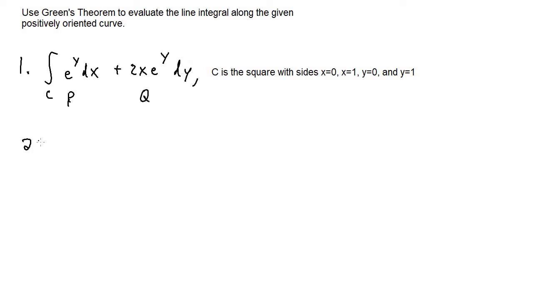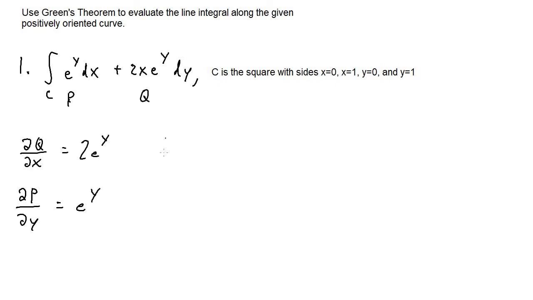So first let's go ahead and find the partial derivative of Q with respect to x. So we're going to take the partial derivative of 2x e to the y with respect to x, and we'll get 2 times e to the y. And now in order to find the partial derivative of P with respect to y, that is just going to be e to the y.